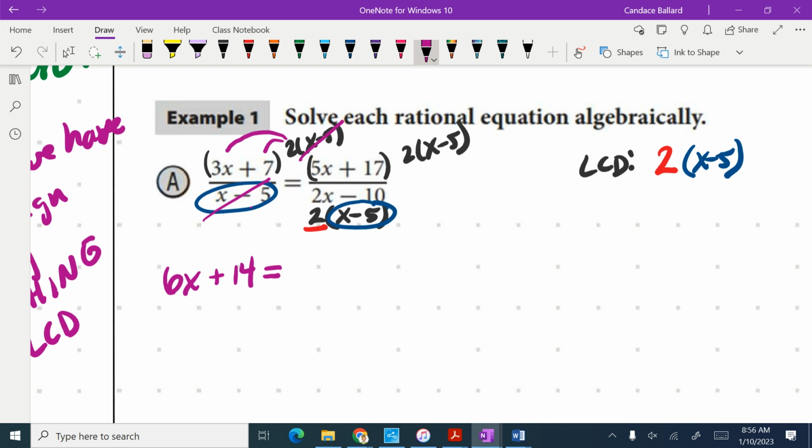Okay. Look across the equal sign now. We have 2 times x minus 5 in the numerator and 2 times x minus 5 in the denominator. What are we going to do? We get to cancel them both out. Doesn't that feel good? Right? Just like we were doing the canceling before Christmas. Okay? I don't have to multiply by anything. I just get to write down 5x plus 17.